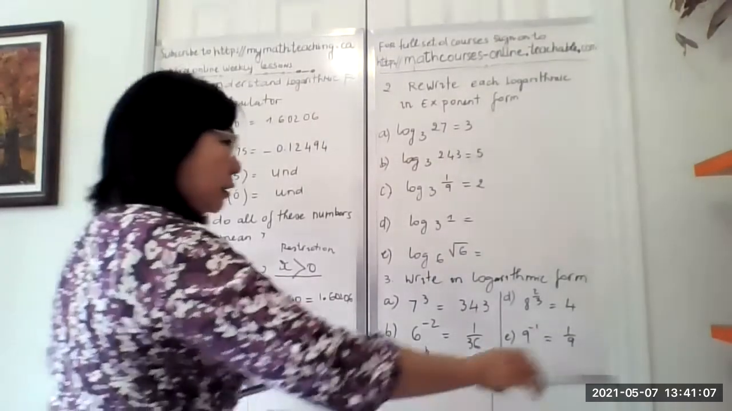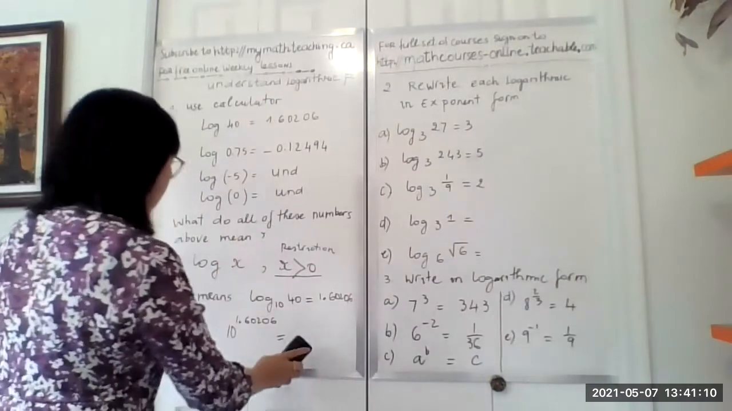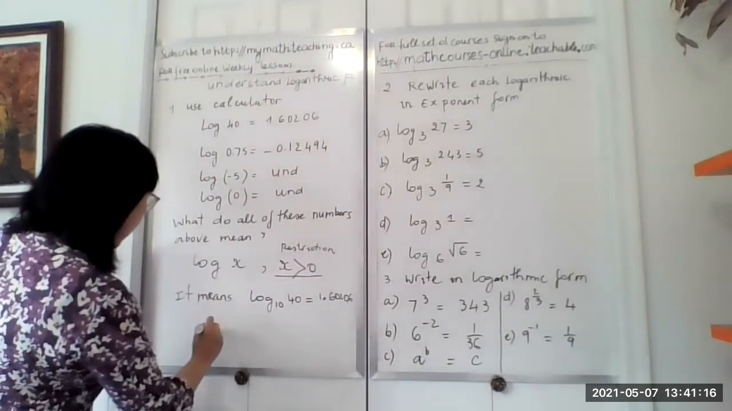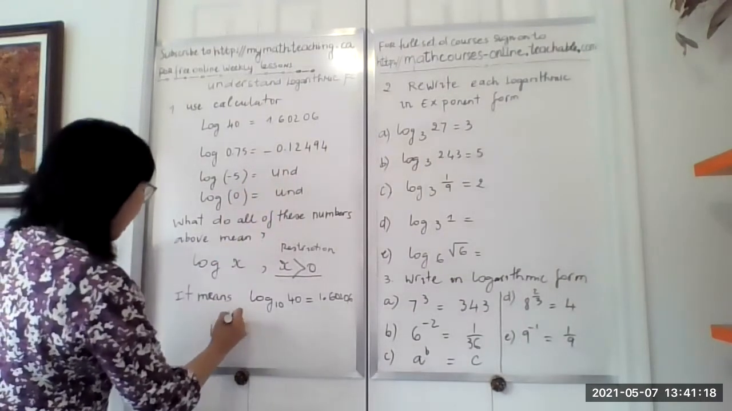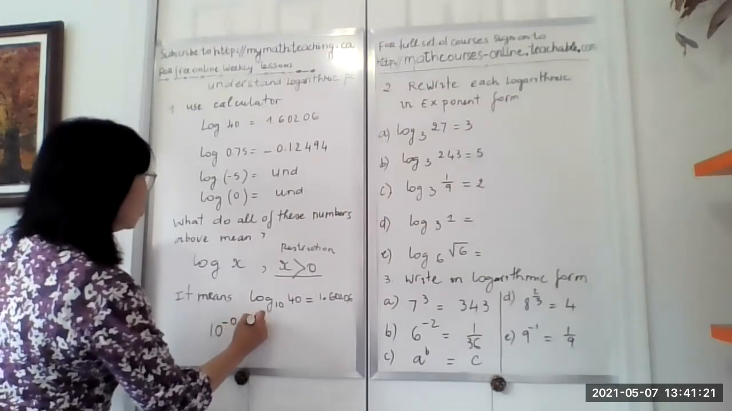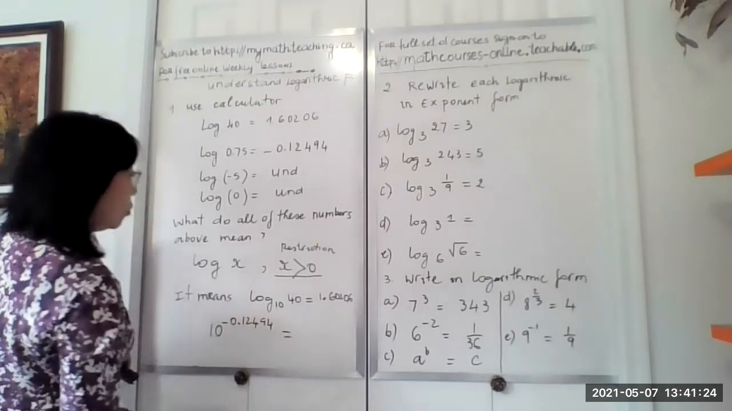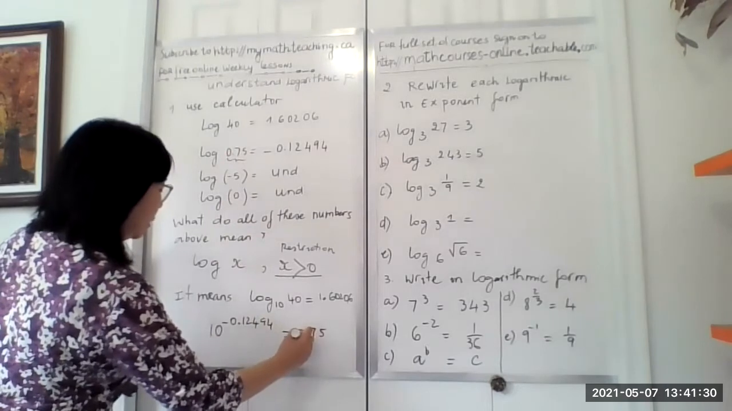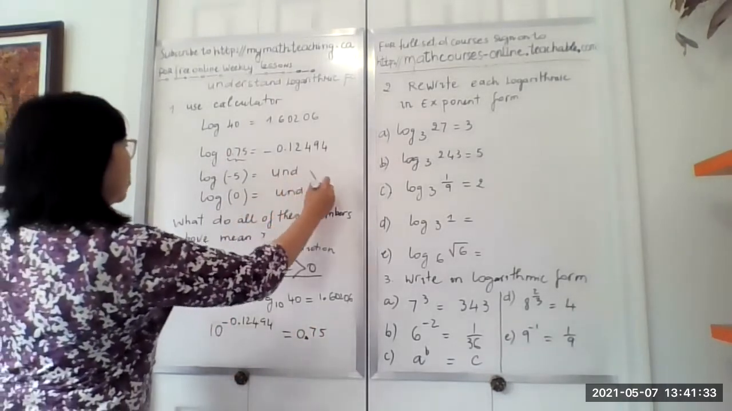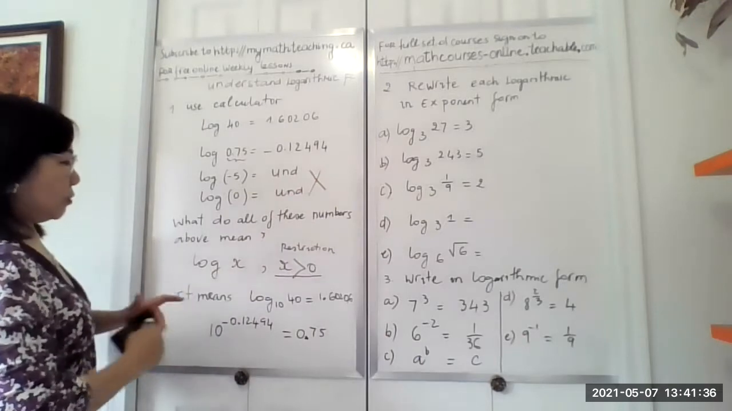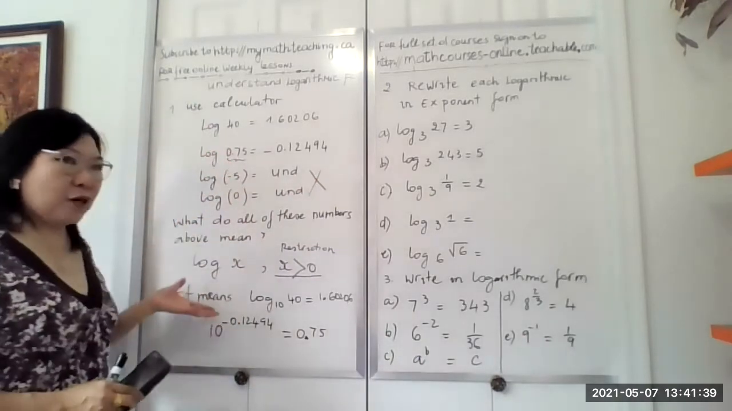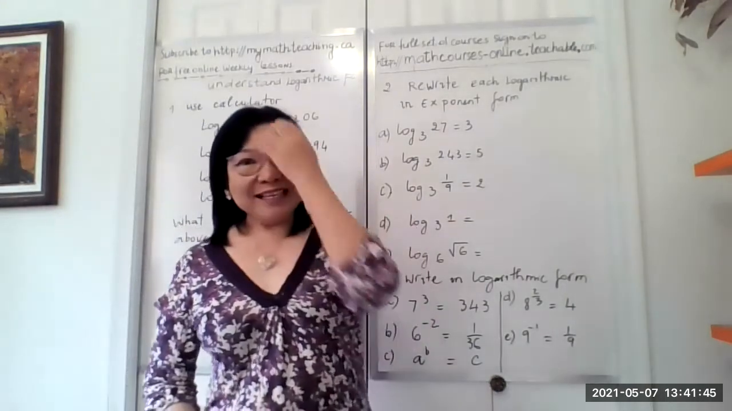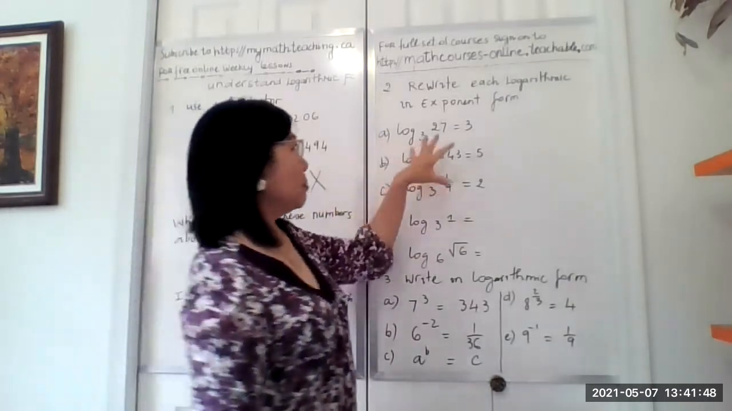And therefore, I can explain all of these numbers as well. It means that if we put the number 10 as the base to the power minus 0.12494, our answer equals 0.75. And so on, except this one doesn't work. So that is the meaning of the logarithmic number I just explained to you. Now, let's go to my second bar.